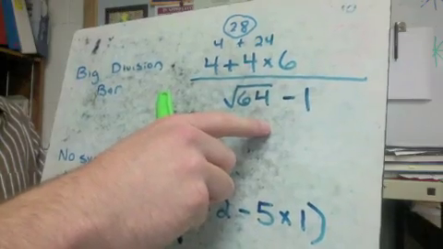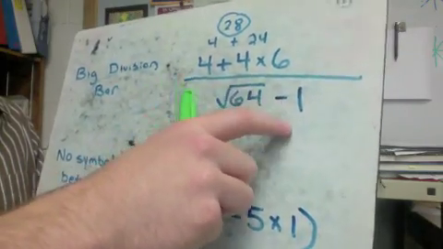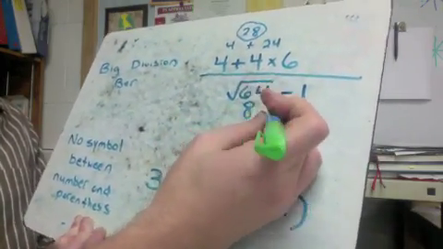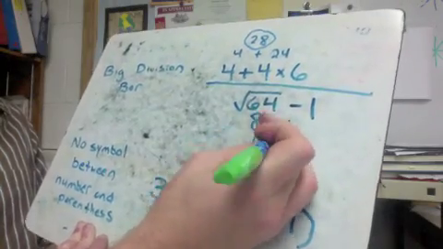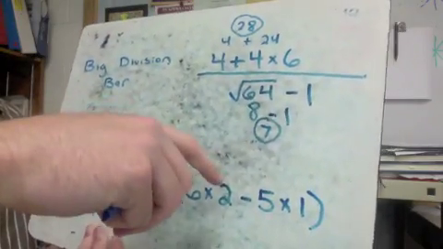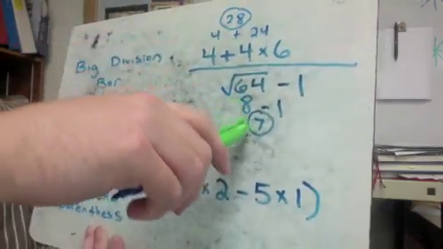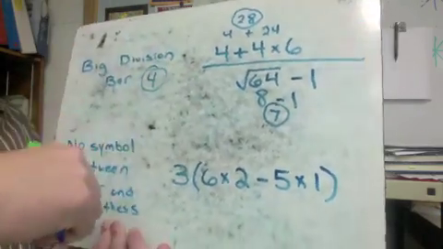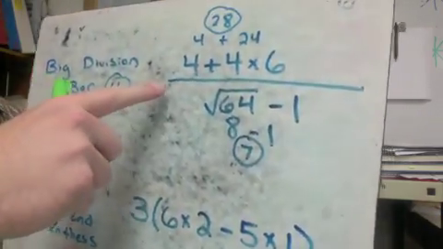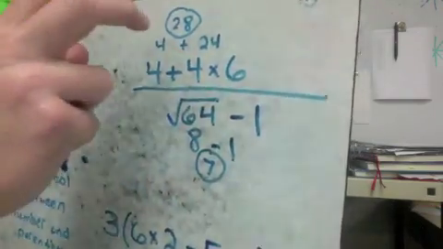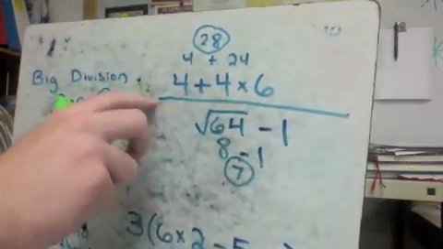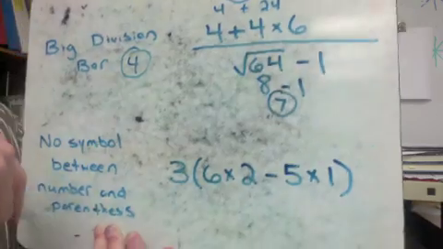My bottom number here is square root of 64 minus 1. Square root of 64 is 8. 8 minus 1 is 7. That's my bottom value. So my answer to this question is going to be whatever 28 divided by 7 is. 28 divided by 7 is 4. So all you do, if you've got the big division bar, is everything on top, everything on the bottom, following order of operations, and then divide the two numbers.